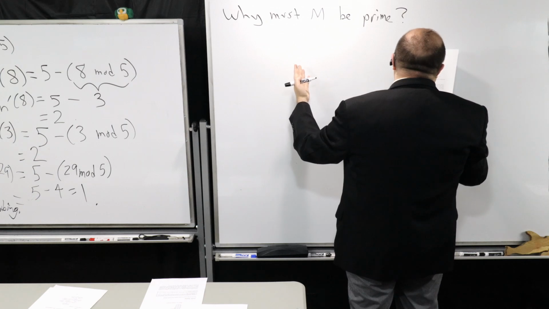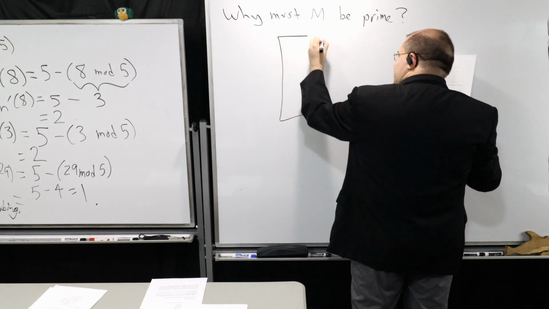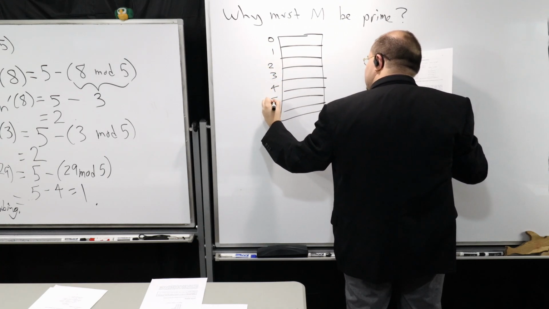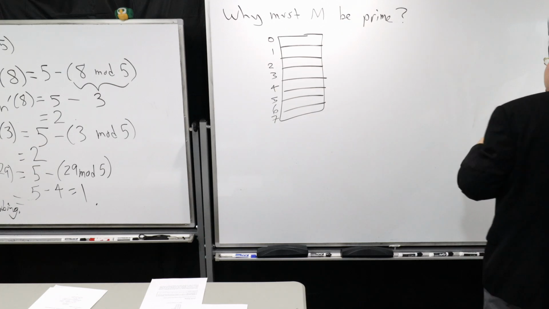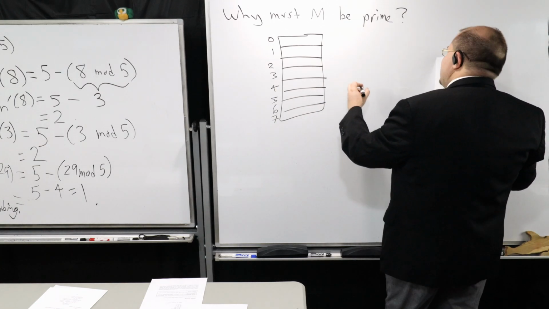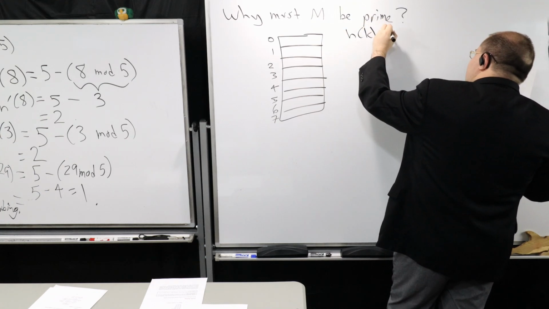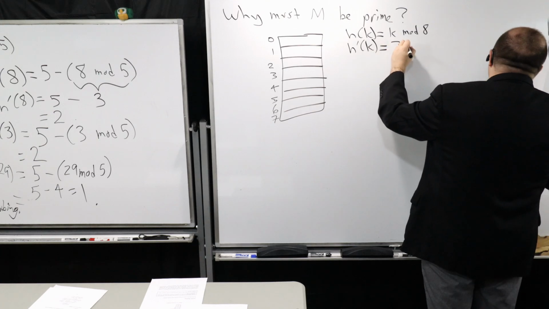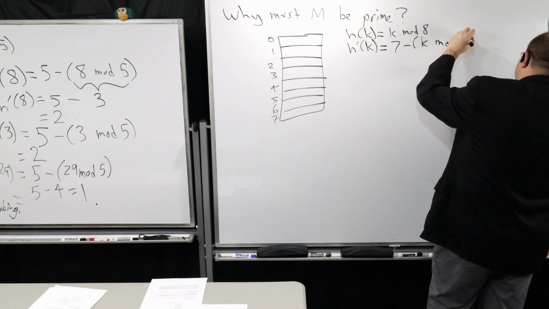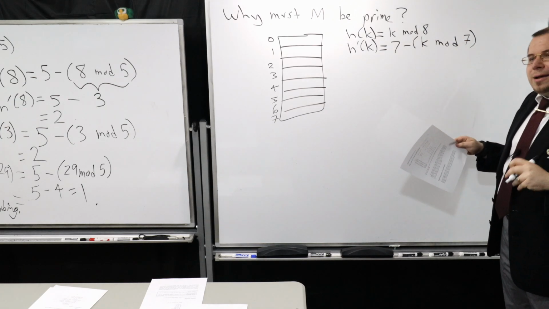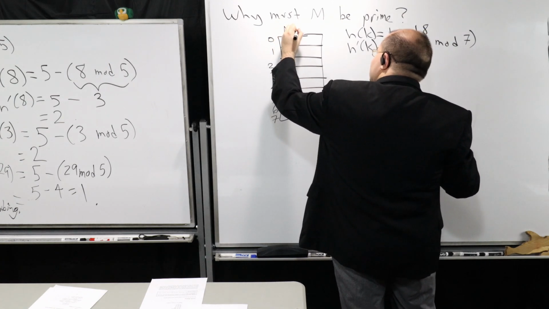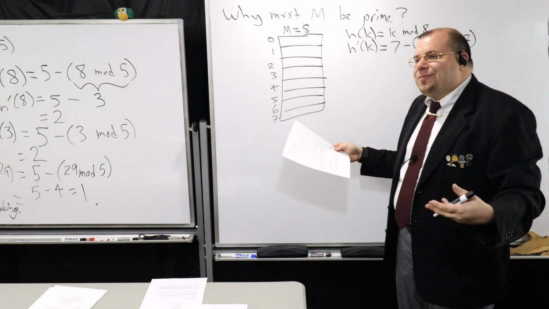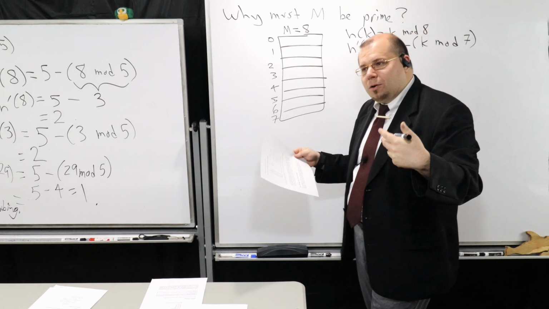Let's try to put in 3 records here. I'm going to use a table size of 8, so I'm going to have 8 slots. My hash function is going to be h of k is k mod 8. My secondary hash function is going to be h prime of k, which is 7 minus k mod 7. So I've chosen 7 as the prime number. Now notice that the table size, however, is not prime. 8 is a composite number. Some factors of this number include 1, 2, 4, and itself, 8.